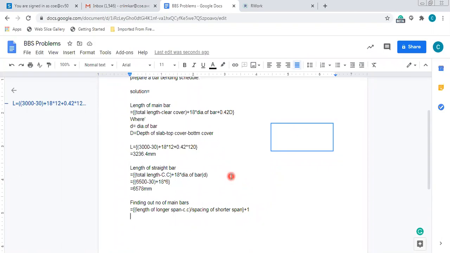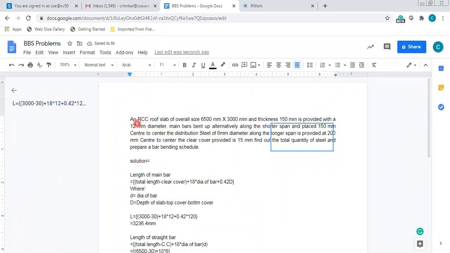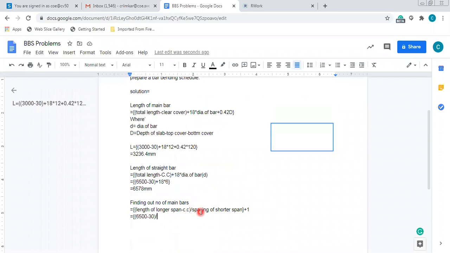Okay, now if you consider this problem, our calculation becomes: length of this longer span is 6500, minus clear cover 30, bracket complete, divided by spacing of the shorter span. Now if you read the problem, the slab is provided with a 10 mm diameter main bar bent up alternatively along the shorter span and placed 150 mm center to center. That means spacing of the shorter span is 150 mm, whole bracket complete plus 1. Tell me how many number of main bars.